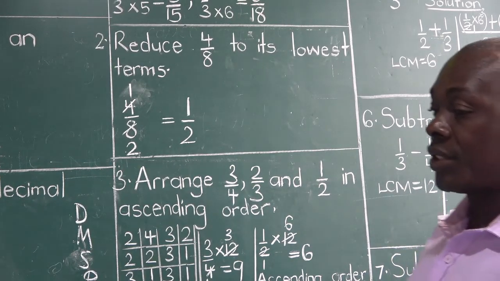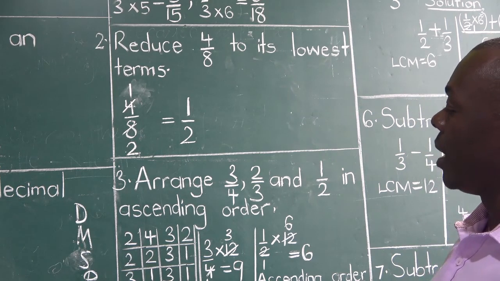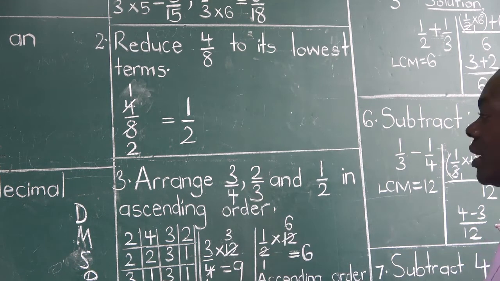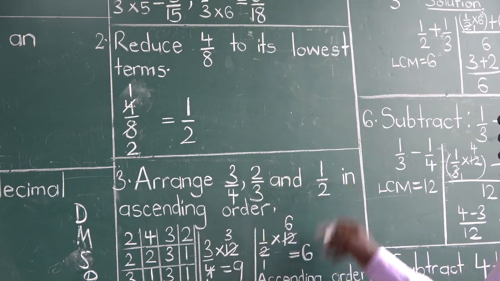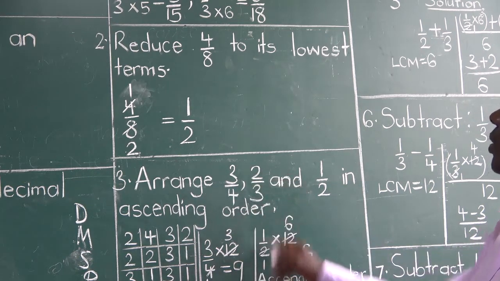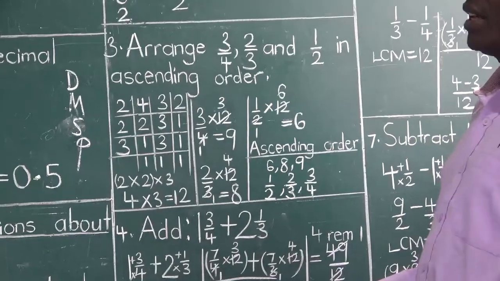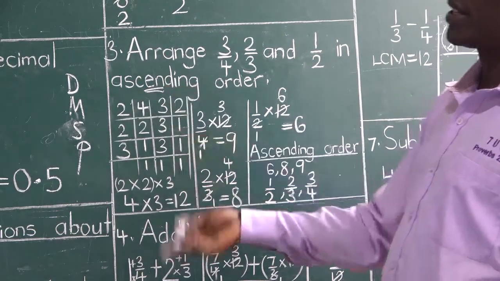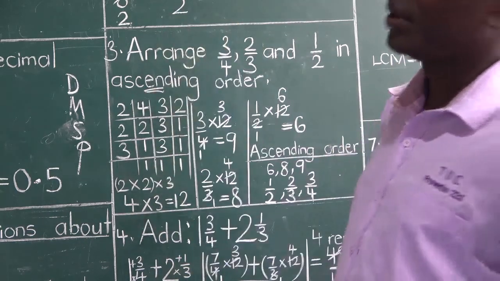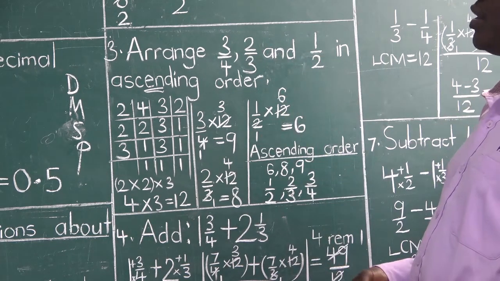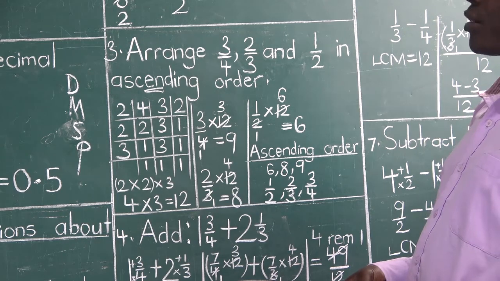And now we see the third example about common questions in fractions. This question tells you to arrange 3 out of 4, 2 out of 3, and 1 out of 2 in ascending order. Arrange 3/4, 2/3, and a half in ascending order. You must know the meaning of ascending. To ascend is to go up or climb. Meaning, you must know among these fractions which is the least and which is the greatest.